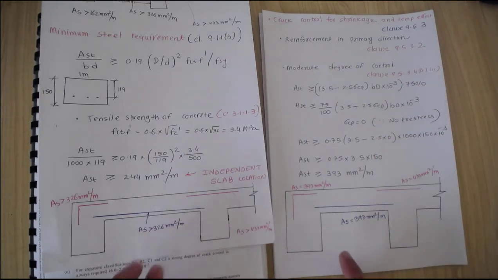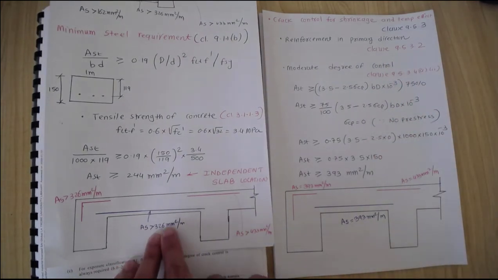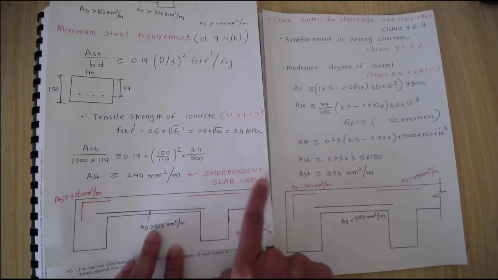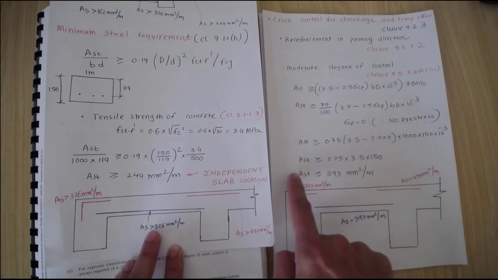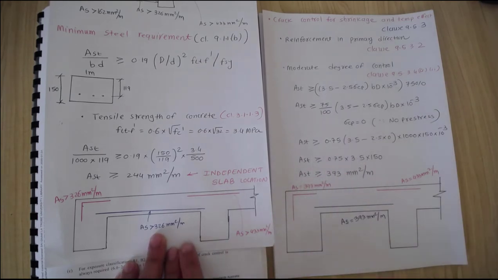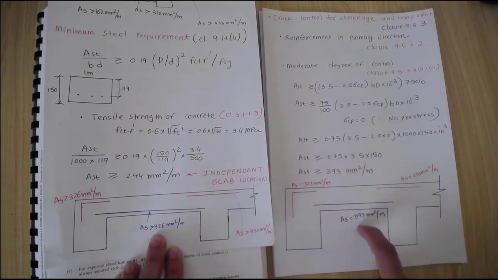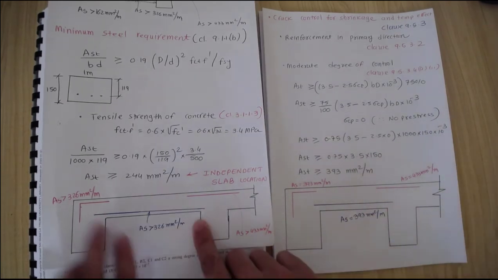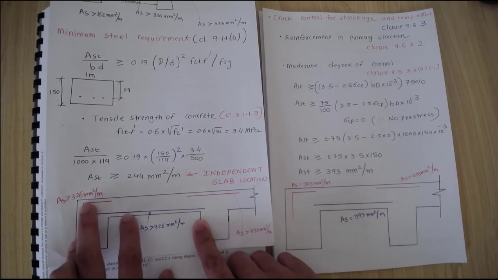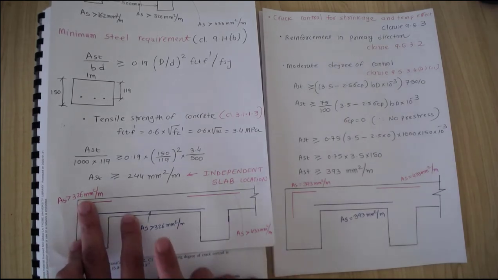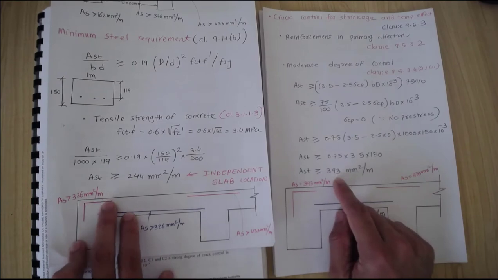Now let's check it here. 326. Okay, that is not adequate because 326 is less than 393. We need this Ast value greater than 393, so we can't use 326. Let's adopt 393, so let's take 393 millimeter square. Again, 326 here at this discontinuous edge is not adequate, so 326 is not going to work. Let's take 393 millimeter square here.